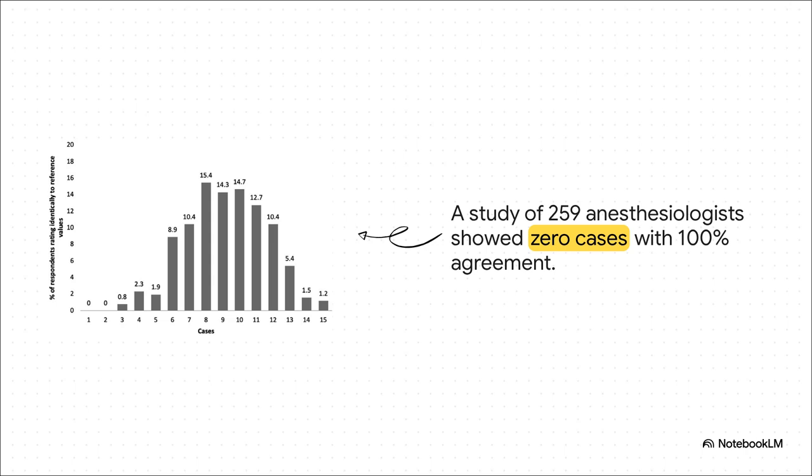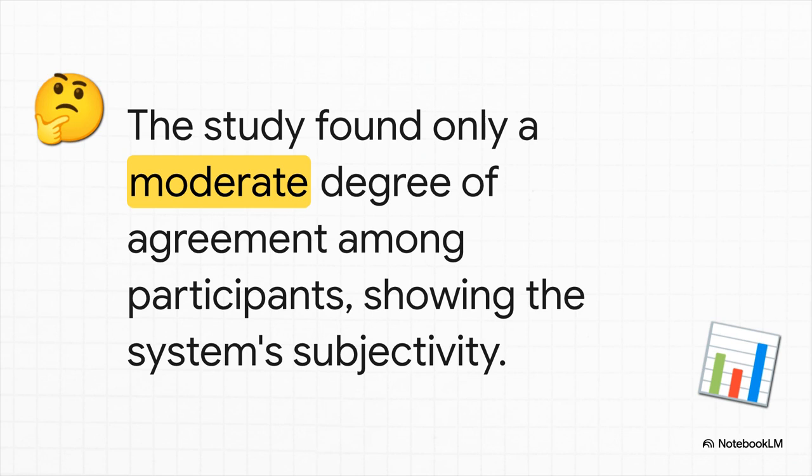In not one single case, not one, did everybody agree on the ASA class. There was never 100% consensus. So the study put a number on it and found only a moderate degree of agreement. What does that really mean for you? It means that while the ASA classification gives us a great framework, your clinical judgment and how you interpret the patient's story play a huge role, especially when you're trying to decide between those borderline ASA 2 and 3 cases.